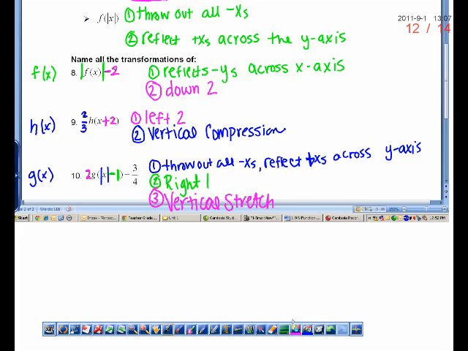Okay? And lastly, we need to deal with this minus 3/4. So what's going to happen there? Good. Down 3/4. Great. Questions on that one? Aren't you glad we didn't make you graph that?